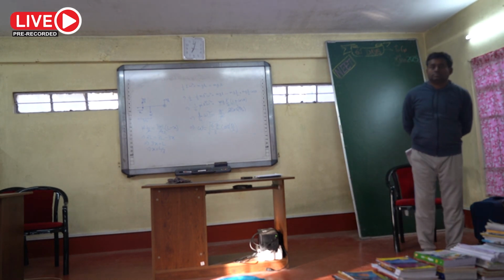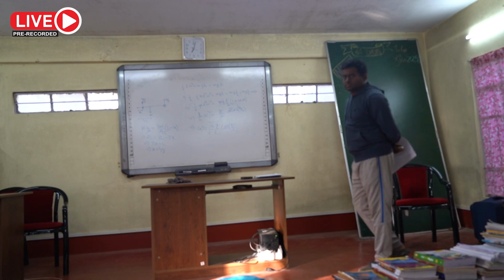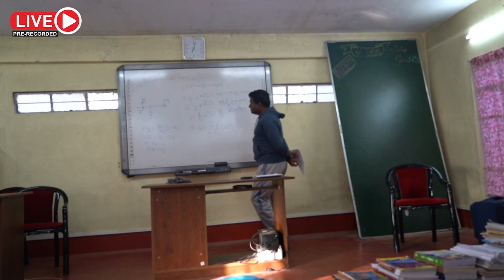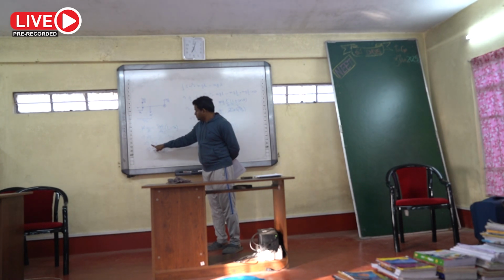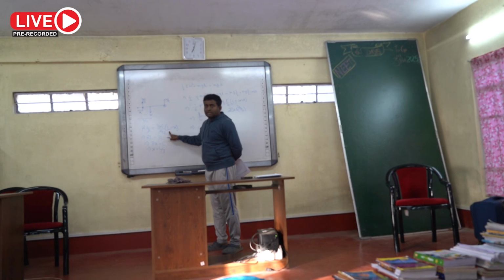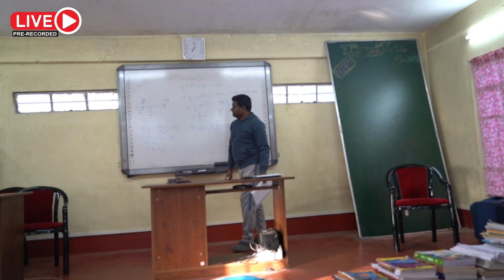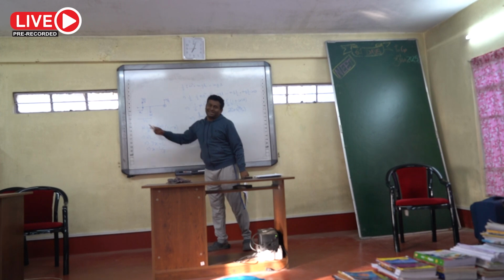So it should be 2L by 3. Which one? I multiplied these two on that side. So it will be 2L equal to 3L minus 3X. So this 3X is taken on that side. So this will be 3L minus 2L, that is L. So X will be L by 3. So I multiplied these two here.